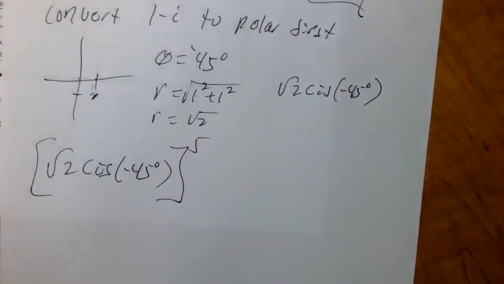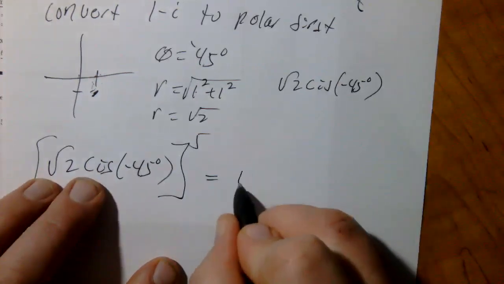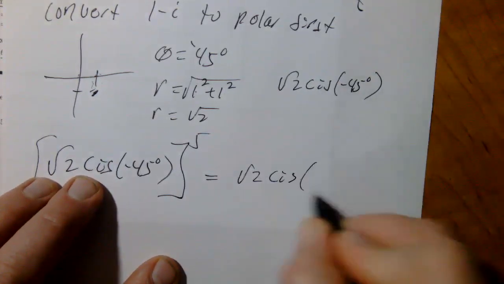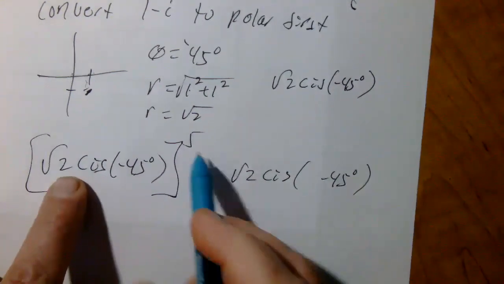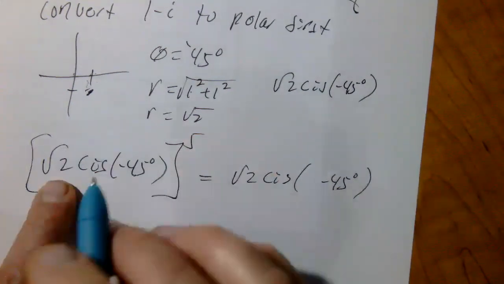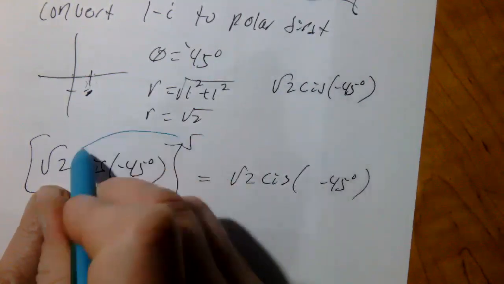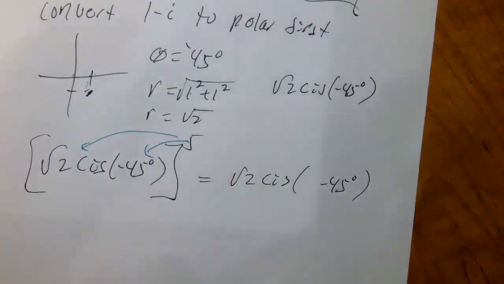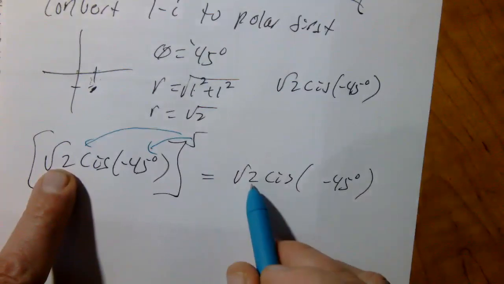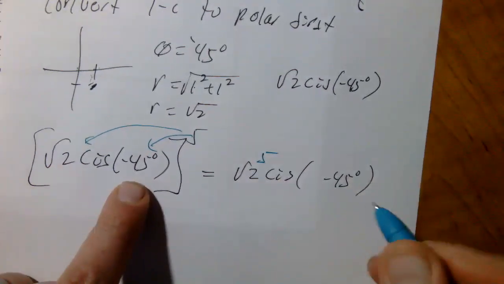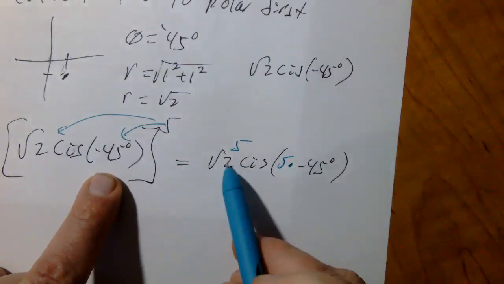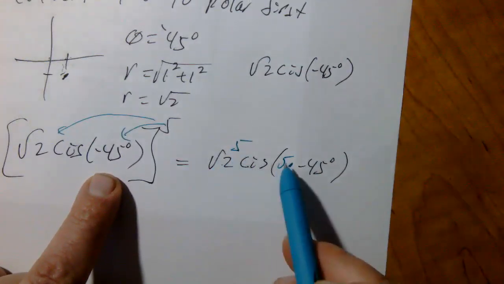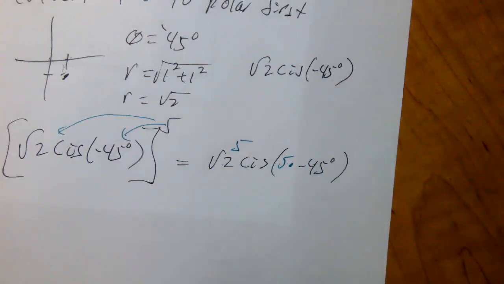And here's the beauty of this, because this is way easier to do. What is this going to be? It's going to be the same thing. But remember, you can almost think of it like you're distributing this, but in a very, very special way, right? So it's root 2 raised to the 5th, and then you take the angle and multiply by that. So this is really going to be root 2 to the 5th, cis 5 times negative 45 degrees, okay?